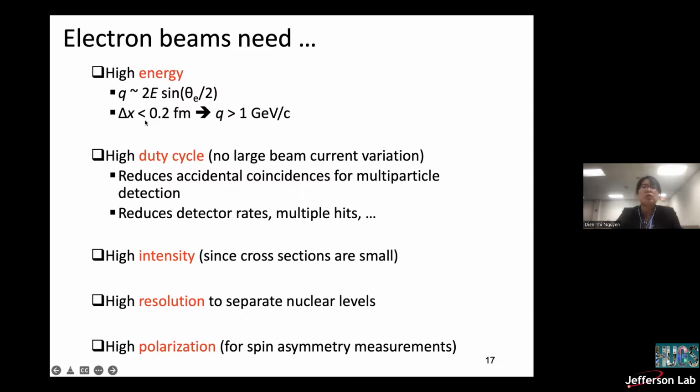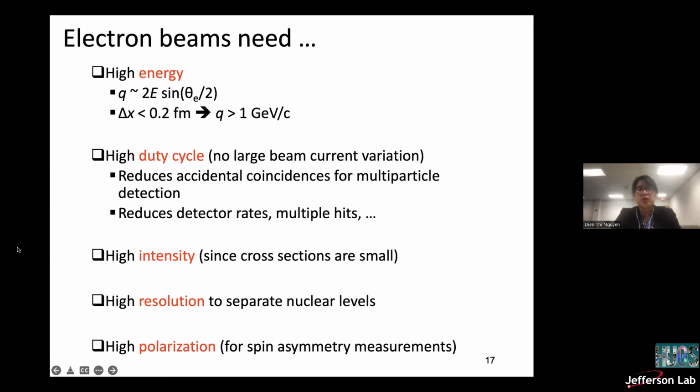So that's why the electron beam is required to have a high energy here. And in terms of the accelerator side, what they call a high duty cycle here, so no large beam current variation. By doing that, they can have a reduced accidental coincidence for multi-particle detection and reduce the detector rate and multiple hits. So this is the requirement for the accelerator and also the detector side.